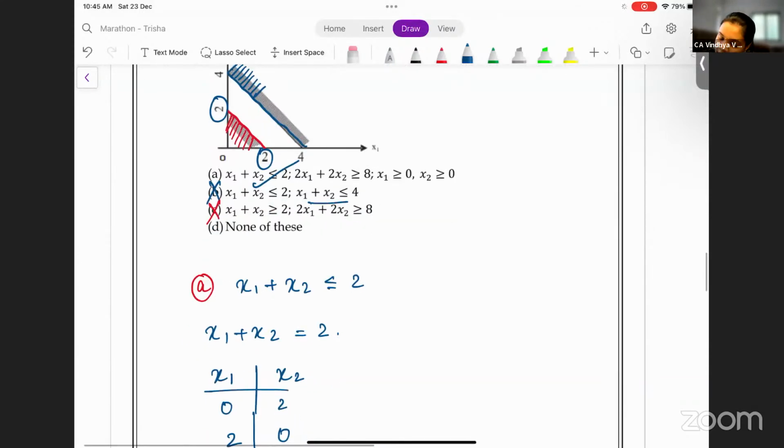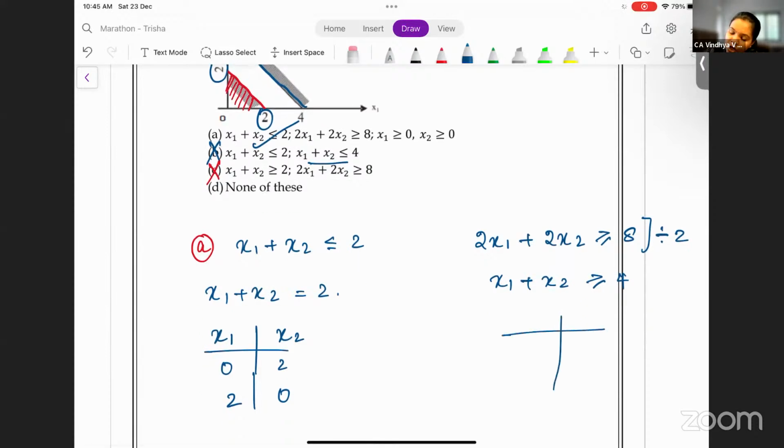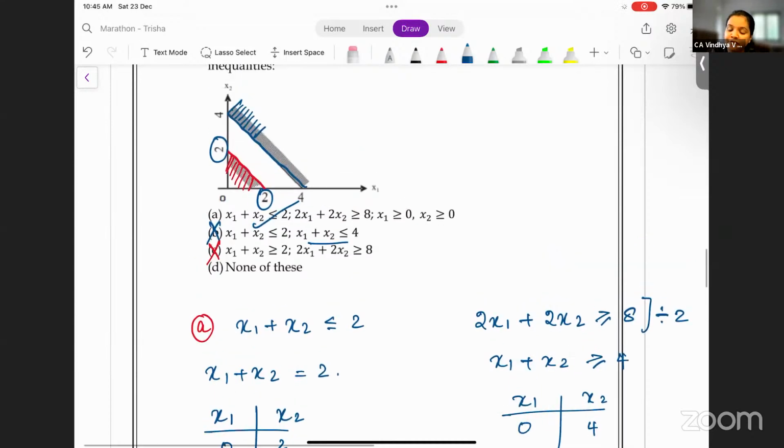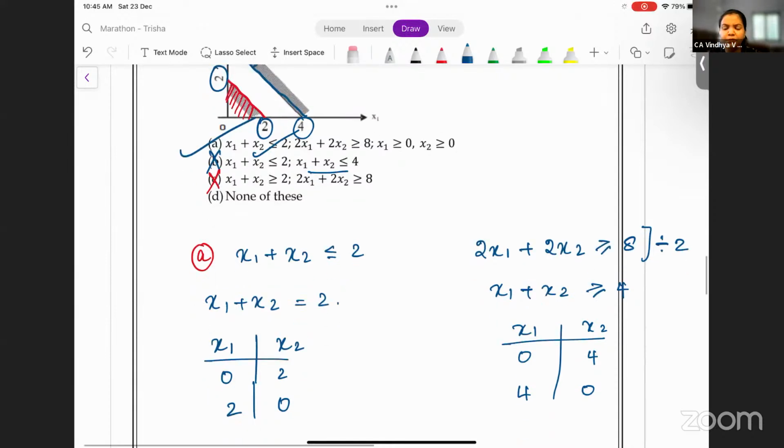Come to the second inequality. 2x1 plus 2x2 is greater than or equal to 8. Now you can divide this by 2 and you get x1 plus x2 is greater than or equal to 4. In the same manner, if you take x1 as 0, x2 will be 4. If you take x2 as 0, x1 will be 4. You get the coordinates as (0, 4) and (4, 0). And in the question, the shaded area is away from the origin, which means that the inequality is greater than or equal to. Hence, option A is our answer. I hope this is clear.